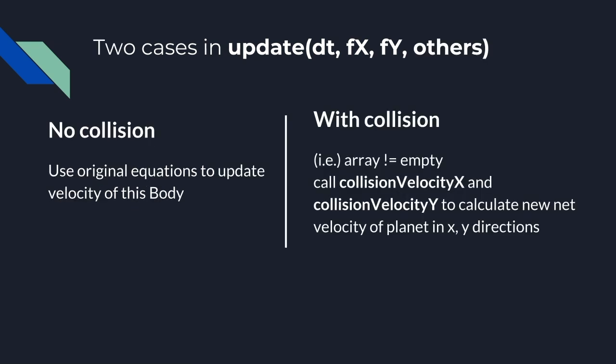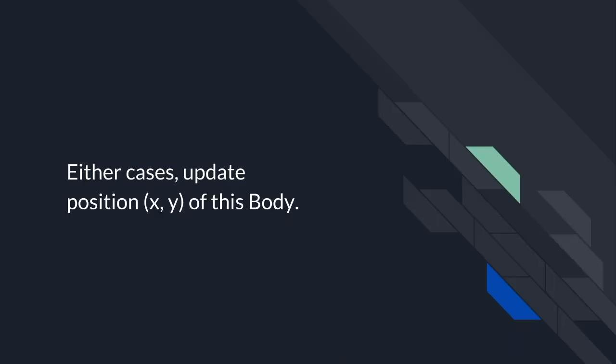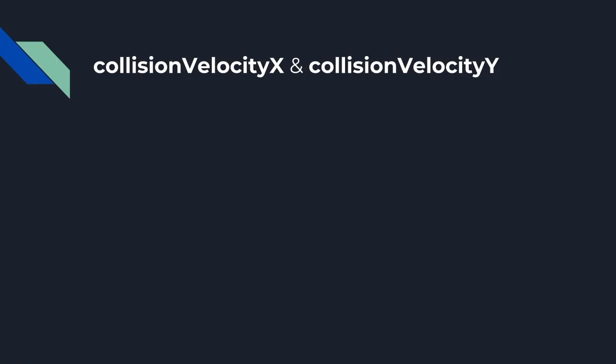So if there is no collision, which means the collidesWith method returns an empty array, then we use the original equations that we wrote in Body.java to update the velocity of this body. However, if there is a collision, we call both new methods to calculate the new net velocity of planets in both x and y directions. But in either case, we have to update the position of this body. It's just the velocity that is different.